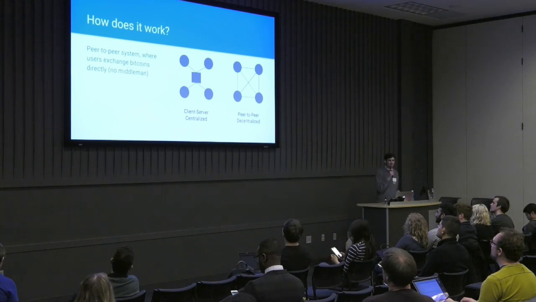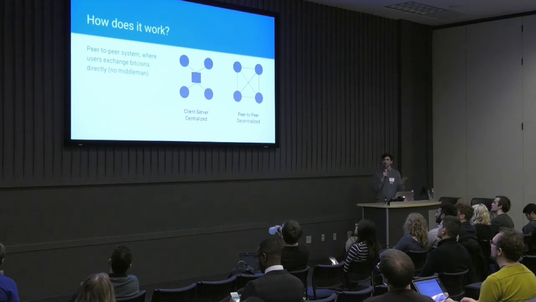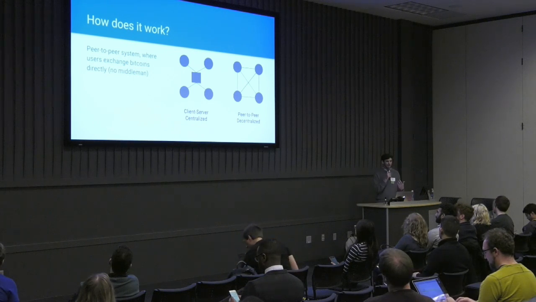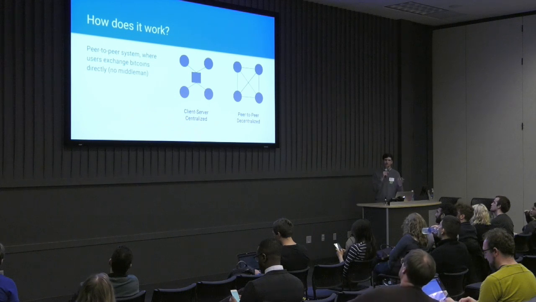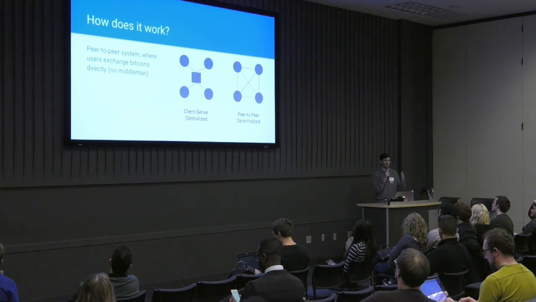Bitcoin is a peer-to-peer system where users can exchange their Bitcoins directly with each other. If you think about a classic client-server architecture, like Facebook, for example, if you want to send a message to a friend on Facebook, your computer doesn't send the message directly to your friend's computer, right? It has to go through a central server. So that's your classic client-server architecture.